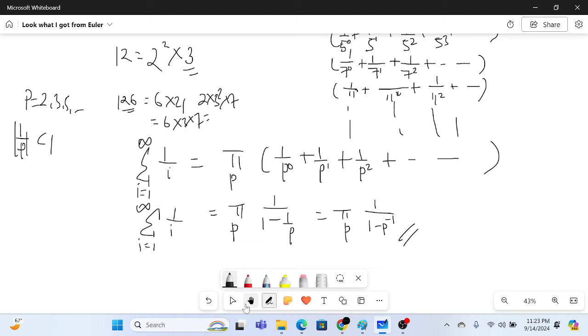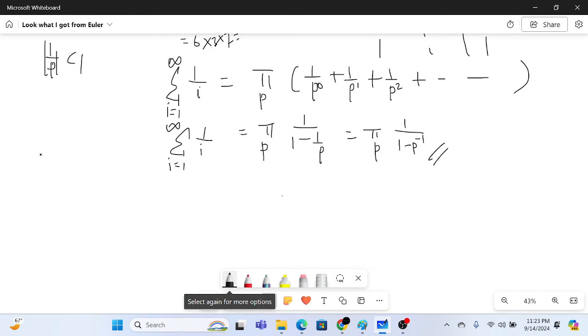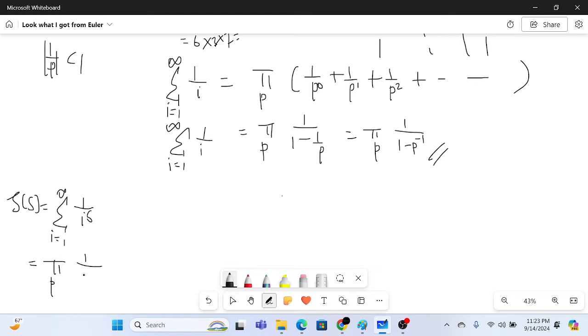I think most of you should have already seen this product also from the zeta, that zeta of s, which is supposed to be the sum from i equals 1 to infinity of 1 by i to the power s. This is also equal to the product over primes of 1 by 1 minus p to the power minus s. To derive this one, we used a different way, but this one was easier, so I used this approach.